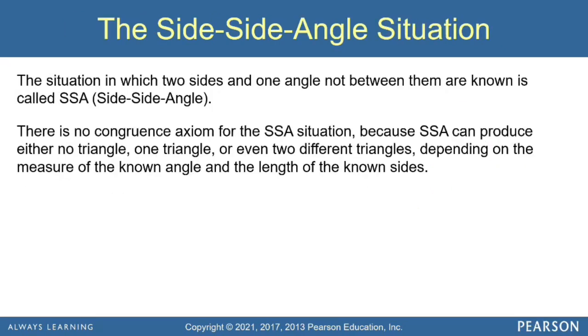Now there's one more situation that we're just going to touch on because I want you to know that it exists, but we're not going to be solving any triangles of this type. The last situation is side-side angle. So the situation where two sides and one angle not between them are known is called side-side angle. There is no congruence axiom for the SSA situation because SSA can produce either no triangle, one triangle, or even two different triangles depending on the measure of the known angle and the length of the known sides.